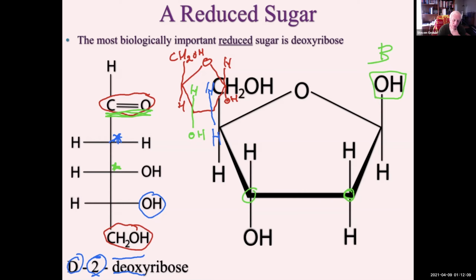And that's the ring structure for D2-deoxyribose sugar. Okay. And this one is beta D2-deoxyribose. It's beta because this OH group is up. Like I said, 50% of the time it goes up, 50% of the time it goes down, because you're forming an OH group from this carbonyl group right here. So it's just going to be random where it goes up or down.